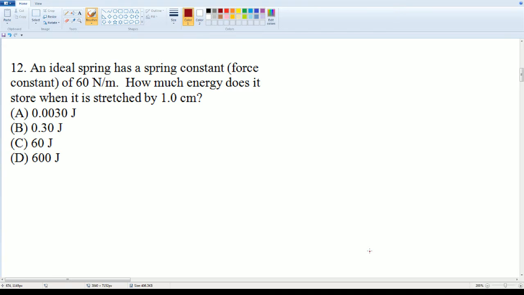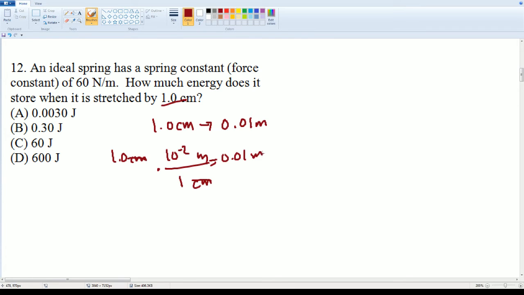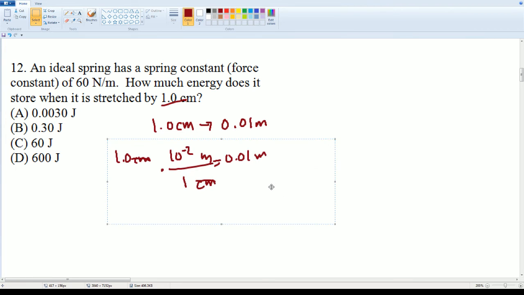An ideal spring has a spring constant of 600 newtons per meter. How much energy does it store when it is stretched by 10 centimeters? Again, why is it 10 centimeters? 10 centimeters is converted to 0.1 meters. You want to see that? That is 10 centimeters, the prefix gets the 1, it cancels, and gets you 0.1 meters. There you go, that's the conversion if you want to see it.